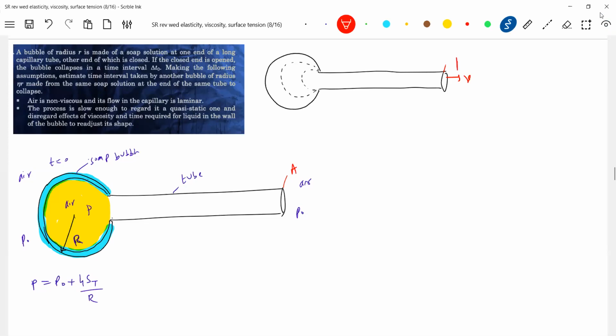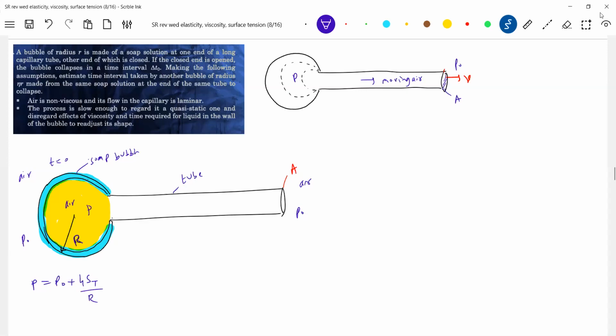So what is the pressure here? P naught. The pressure inside, let it be P. The area of cross section of this, let it be A. Moving air. Fine. Okay, now what to do now? The question is asking how to bring in that time.